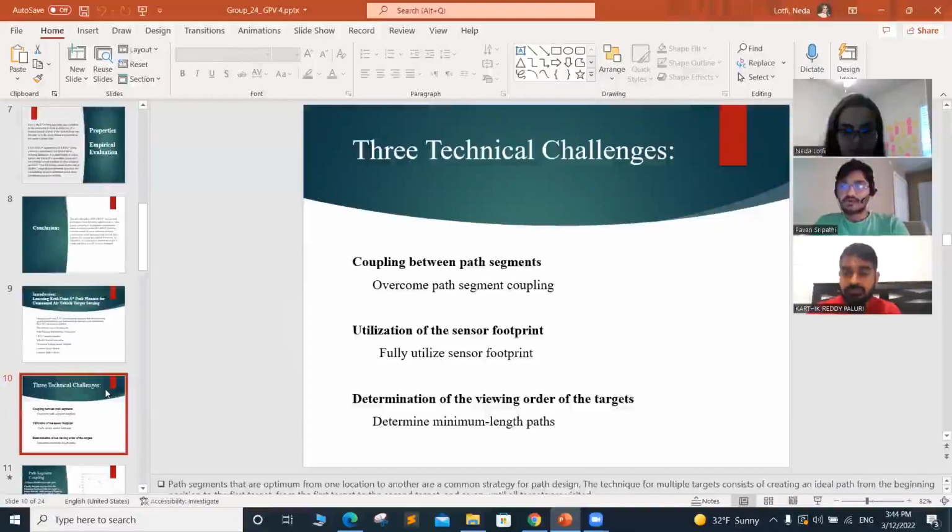So these are the 3 techniques which are part of figuring out the shortest way from the source target to the destination target. The path segments that are optimal from one location to another are a common strategy for path segments. These techniques for multiple targets consist of creating an ideal path from the beginning position to the first target, and from the first target to the second target, and so on until it reaches the destination target.